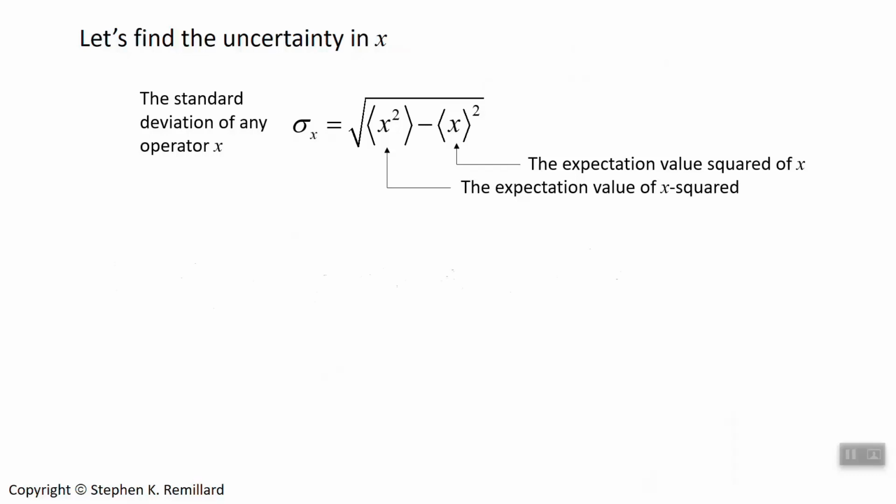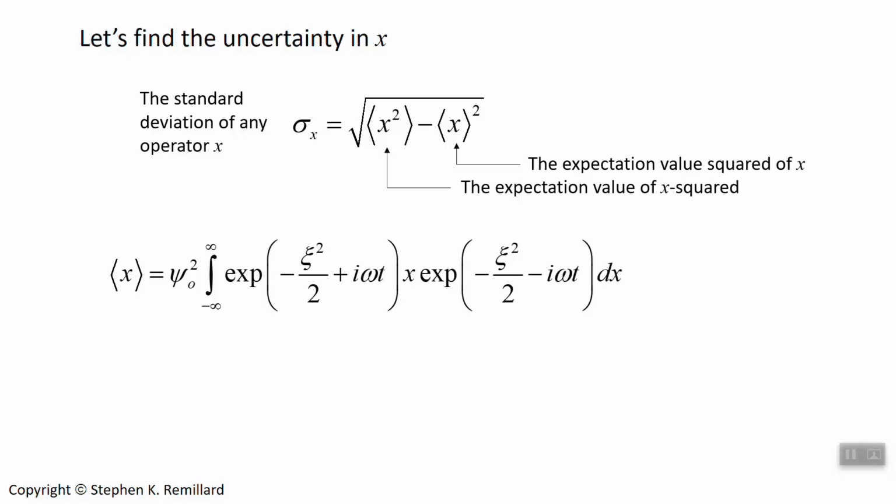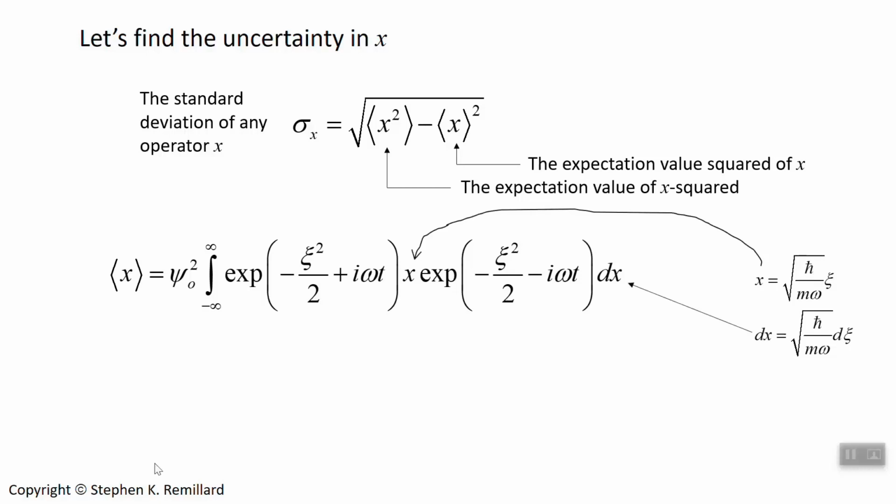Let's start with the expectation value of x. I'll set up the calculation. It's the integral of the complex conjugate of the wave function times the operator, x. X is technically an operator, even though it doesn't do anything to the wave function, times the wave function, dx.